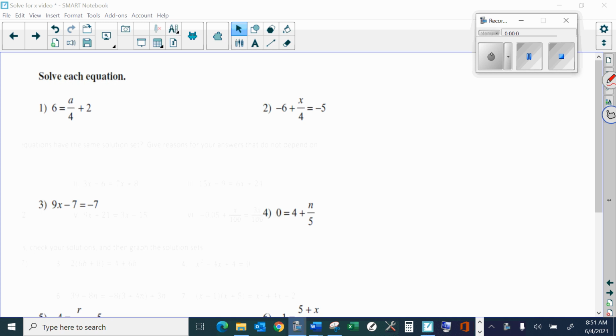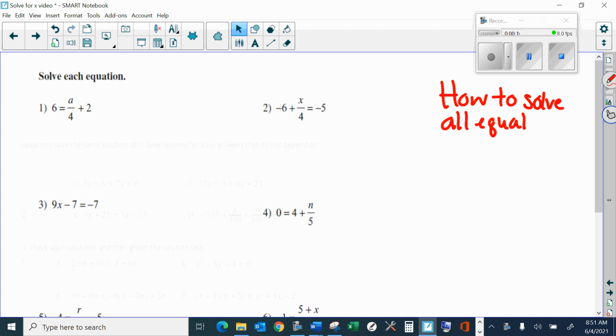Okay, students, we're going to talk about how to solve for x, or the variable. How to solve all equations. So first off, you have to know what an equation is. An equation has an equal sign in it. All these have equal signs in it. You can't solve something that doesn't have an equal sign in it.